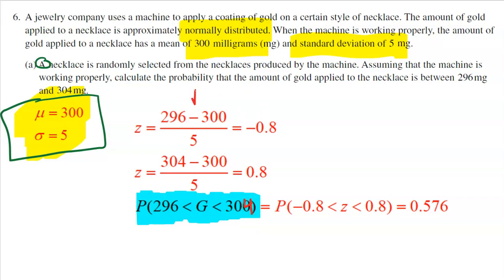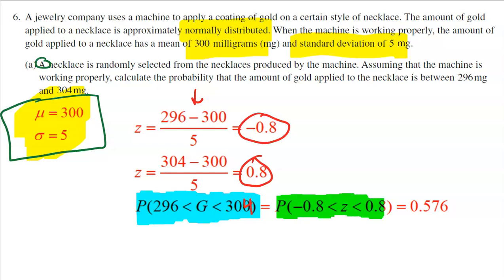So here is my work right here to find the z-score for 296: subtract the mean, divide by 5, I got negative 0.8 exactly. And then I found the z-score for 304: 304 minus 300, divide by 5, to be positive 0.8 exactly. Now that actually makes complete sense because 296 is 4 below 300, 304 is 4 above 300, so it makes sense that they're the exact same z-scores, just one negative, one positive. So finding the probability that the amount of gold is between 296 and 304 would be the same as finding the probability in the normal model from negative 0.8 to positive 0.8.